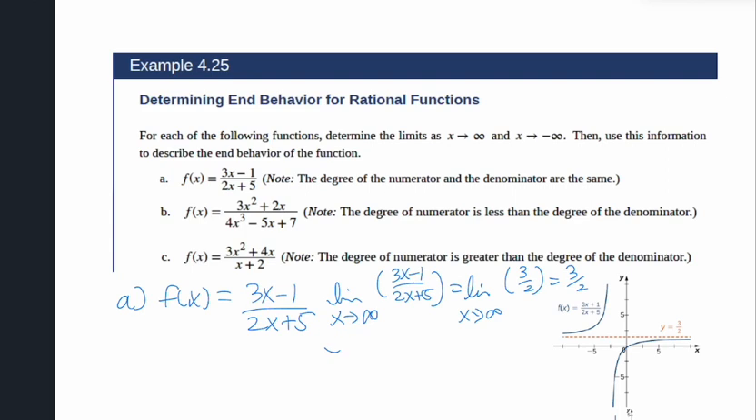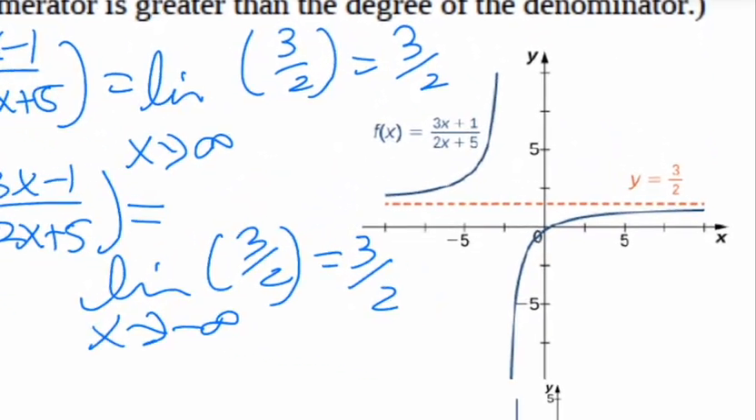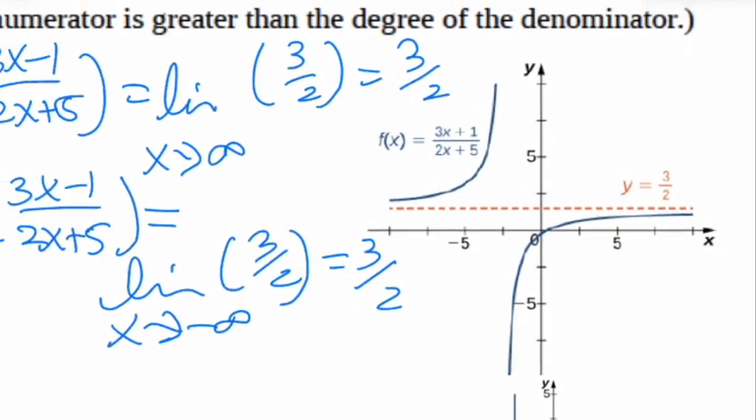The same thing happens for this one. If you do negative infinity, you get negative infinity over negative infinity, which is a L'Hopital's rule candidate. So I can do the derivative of the top and the bottom. I get 3/2, and the derivative of a constant is that constant. So if you were to graph it, both ends are heading to a height of 3/2.